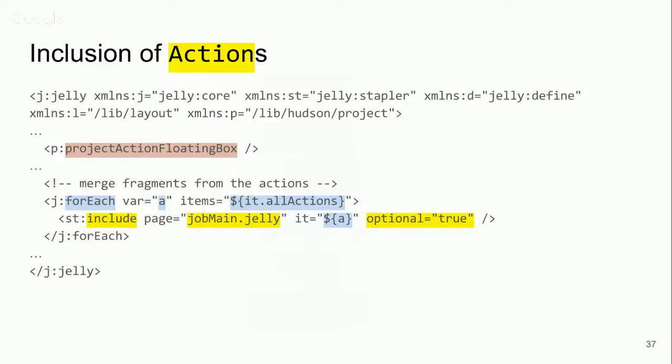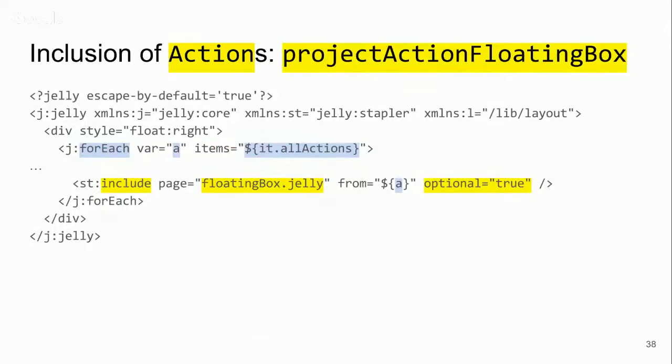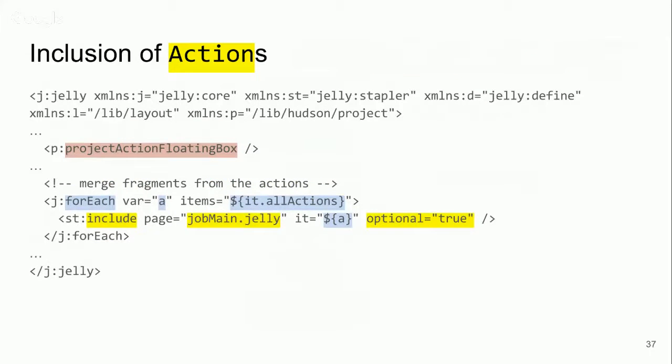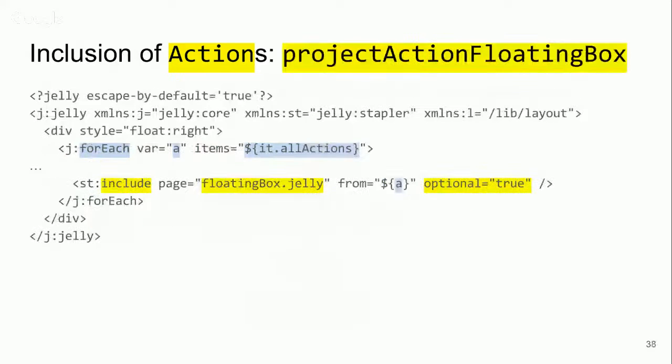Another example, the previously mentioned reusable UI component, ProjectActionFloatingBox. It basically consists of a div that also includes a similar for each loop, iterating over all actions, which are the persisted and the transient actions. Again, including a page, in this case called floatingbox.jelly, that is defined on that particular action. So for any given action, we already have two ways to make it show up in the main area of a job. We have floatingbox.jelly, which is used for code coverage, test result graphs, stuff like that. And there's the job main.jelly that will be displayed below that.